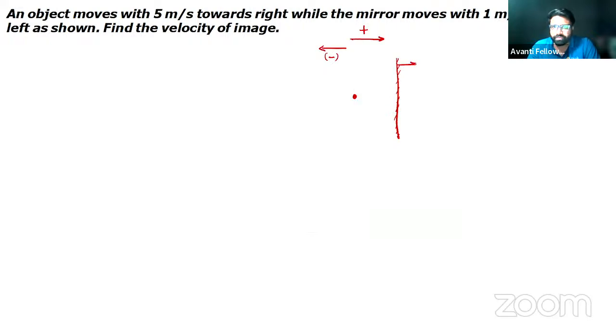Now, the mirror is moving with velocity in the left direction also. This mirror is moving in this direction with 1 meter per second. Object is moving with velocity 5 meter per second. Okay.